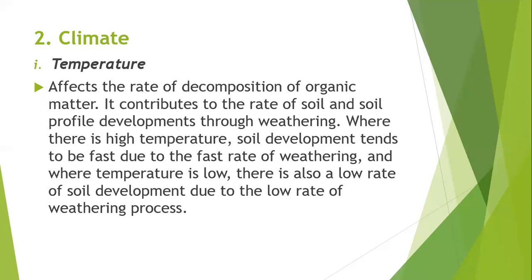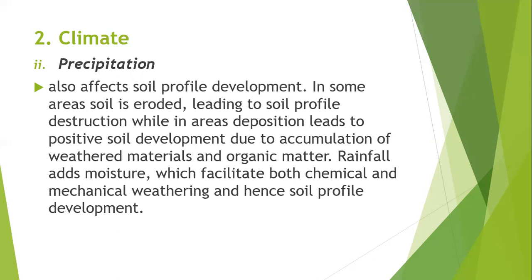Starting with temperature, temperature affects the rate of decomposition of organic matter. It contributes to the rate of soil and soil profile development through weathering. Where there is high temperature, soil development tends to be fast due to the fast rate of weathering, since temperature contributes highly to the weathering of the parent material. And where there is low temperature, there is also a low rate of soil development due to the low rate of weathering processes. Let's see the second one, that is precipitation.